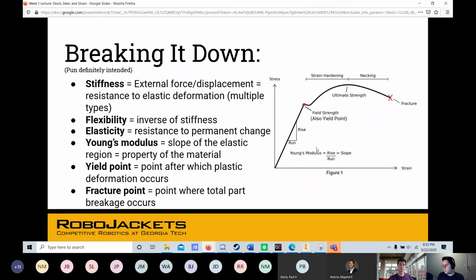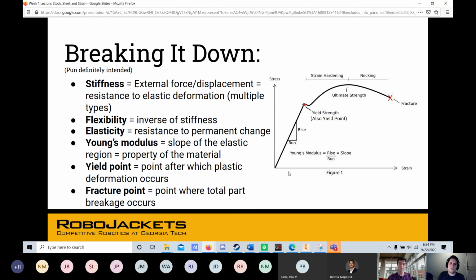Okay, so now breaking it down a little bit, I know I just threw a bunch of different names at you at the same time, but I'll go one at a time and discuss what exactly all these things are. Stiffness is the external force divided by displacement. Whenever you apply a force to an object, it'll displace. The stiffer a material is, no matter how much force you put in, it's going to displace very little. But if the material is not very stiff, you'll actually have a lower slope over here.